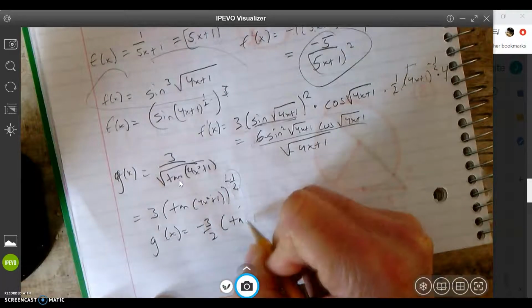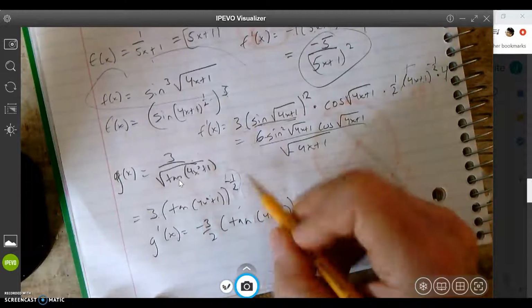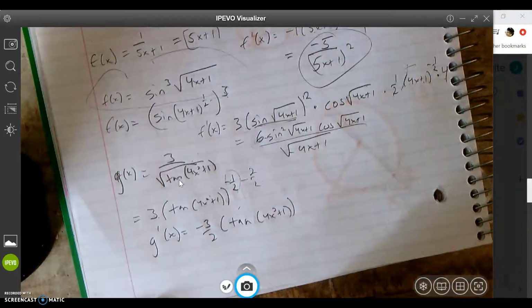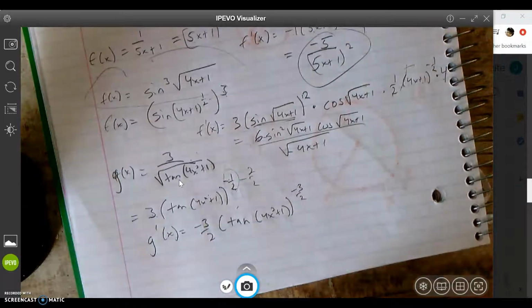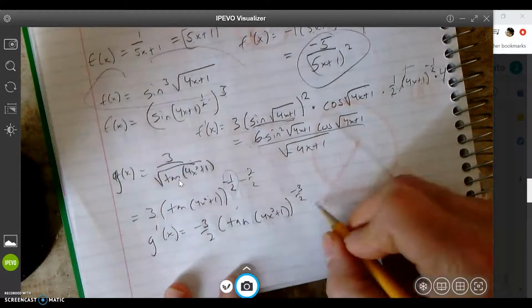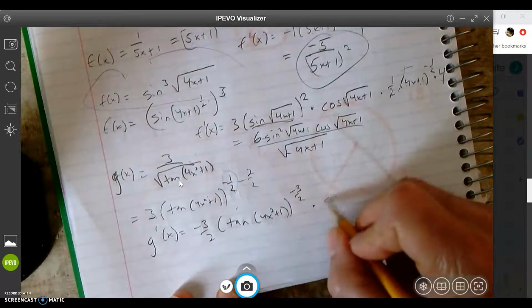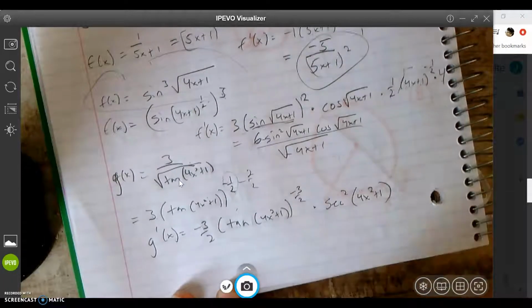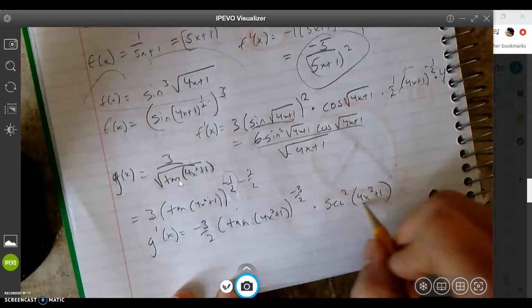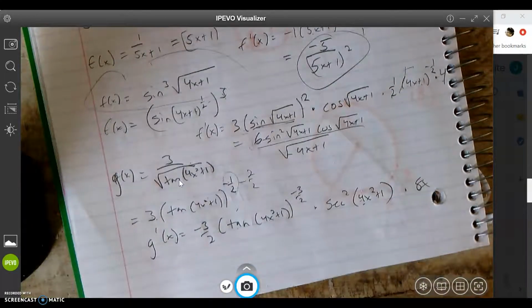Keep the inside. Then subtract 1 from my exponent, so it's negative 3 over 2. Cool. Times derivative of the inside. The derivative of tangent is, yeah, secant squared. Keep the inside. Bam. Times derivative of the inside, which is 8x. Yeah. All right, nice job.